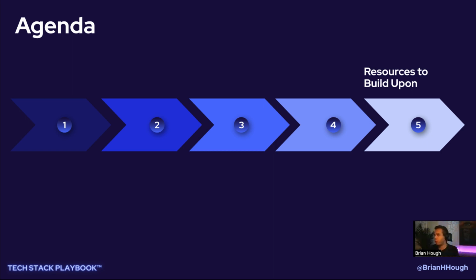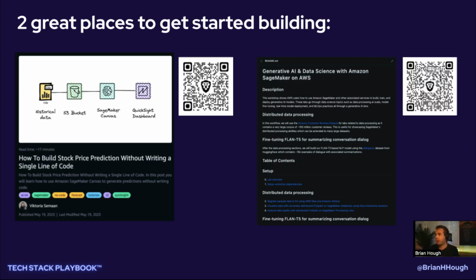And then for resources to build upon, this is a slide just to get started. The first one is actually the most recent one that we just saw. This is Victoria's blog with the stock prediction using dataset: S3, SageMaker, Canvas, QuickSight. And this is the QR code for that. And it's also on the Build on AWS blog.